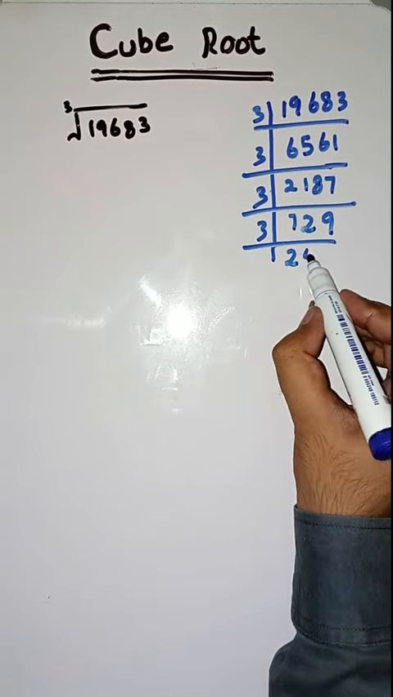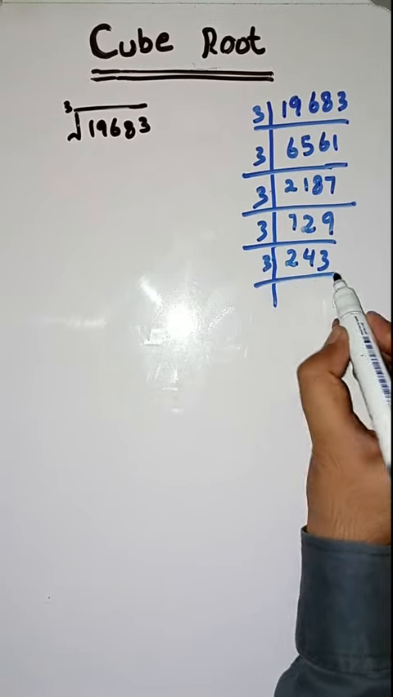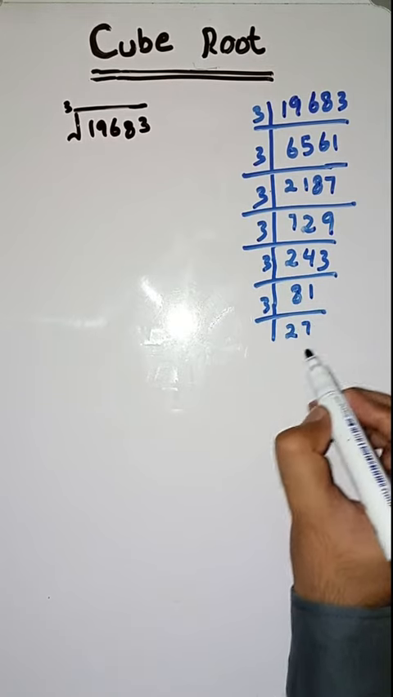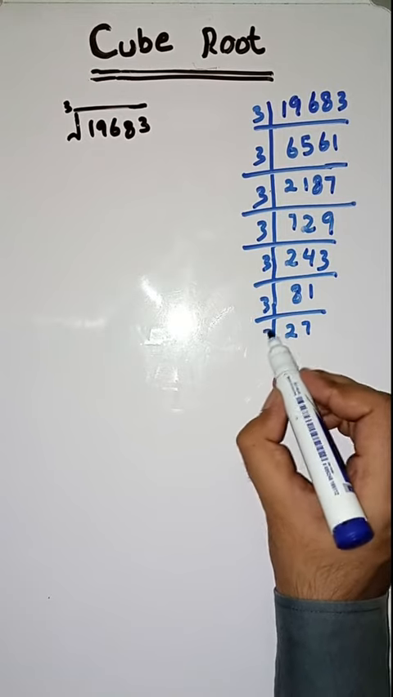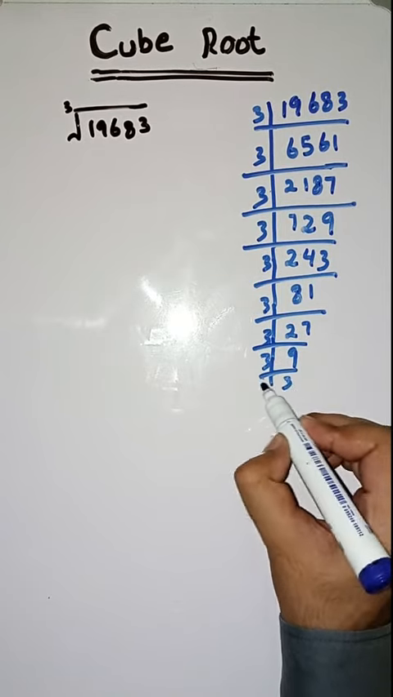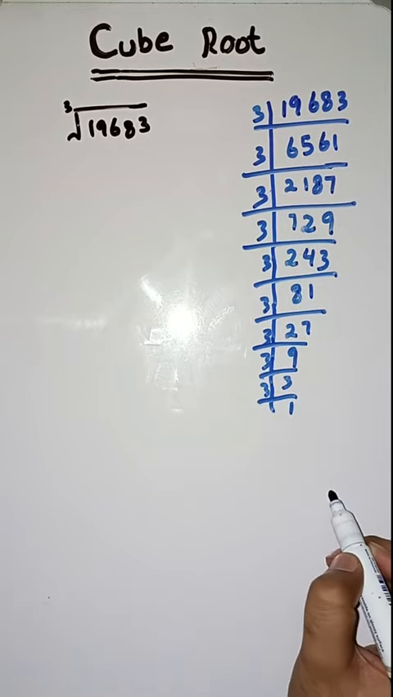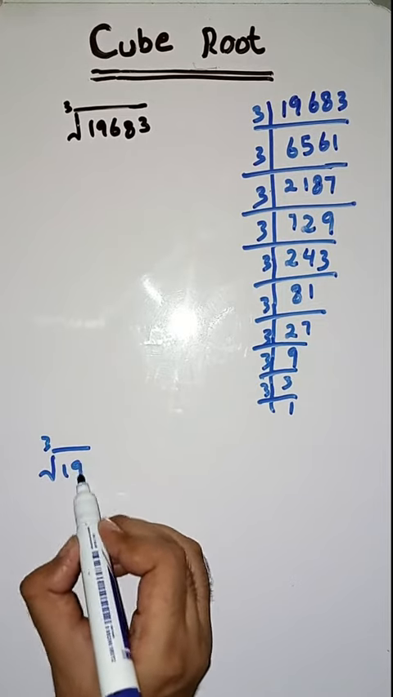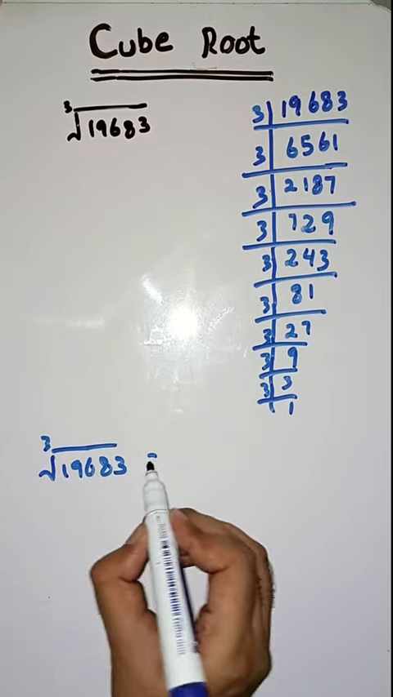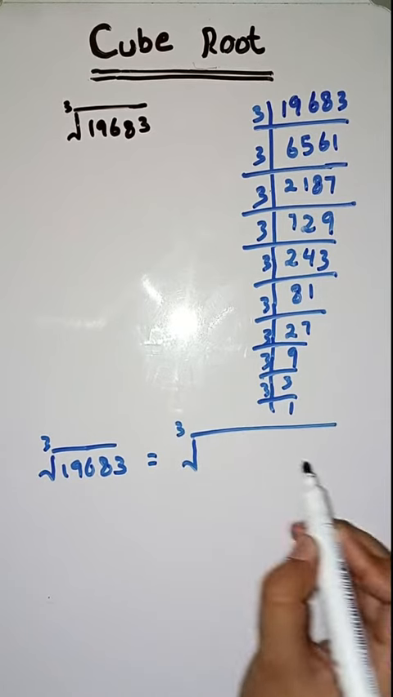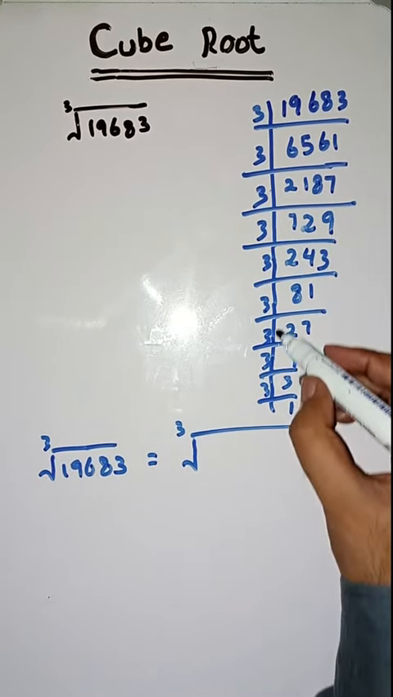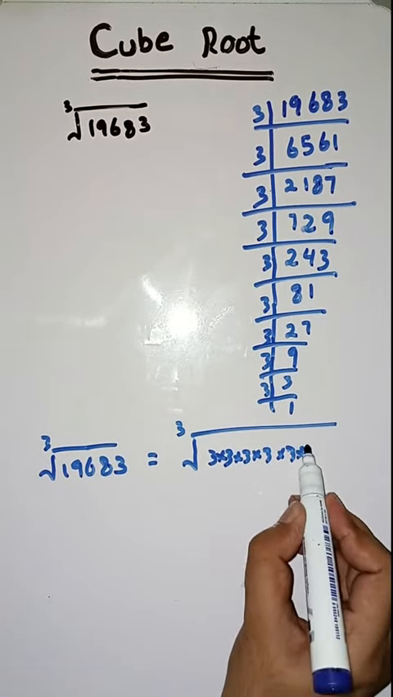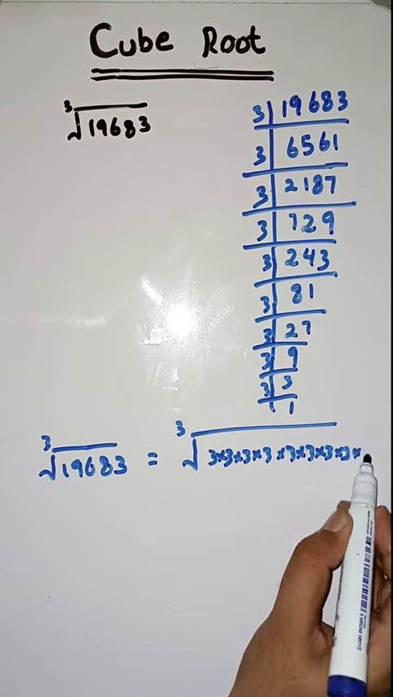12, 3 4s are 12, 3 3s are 9, again with 3, 3 8s are 24, 3 1s are 3, again with 3, 3 2s are 6, 3 7s are 21, again with 3, 3 9s are 27, 3 3s are 9, 3 1s are 3. So students, cube root of 19683 is equal to cube root of its prime factors, which are 3 into 3 into 3 into 3 into 3 into 3 into 3 into 3 into 3.